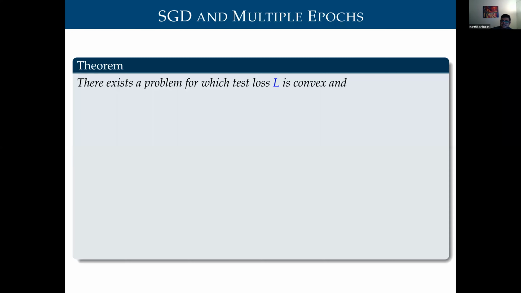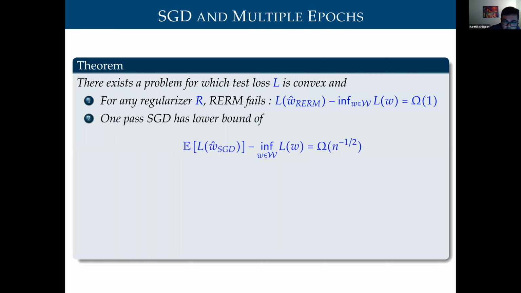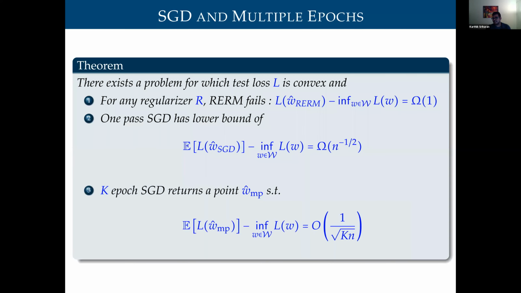But what's interesting is that we show that there is a stochastic convex optimization problem where, for any regularizer, regularized ERM does not work. And then we show that one pass SGD will get you a 1 over root n rate, while a K pass SGD can get you a 1 over root Kn rate. So if I take multiple passes, I get better and better by a factor of 1 over root number of epochs.